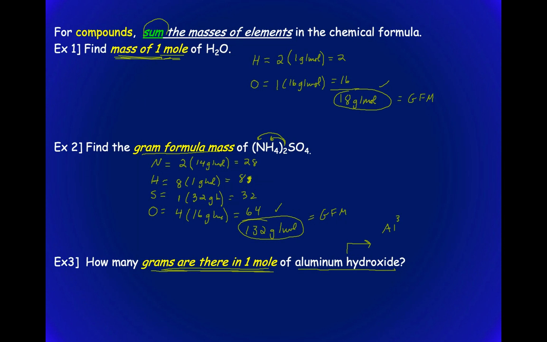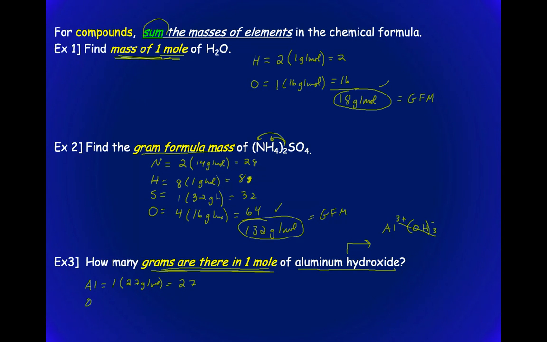Aluminum is plus 3, hydroxide is a polyatomic ion, so crisscross. Here's the crucial point: you have to use parentheses, otherwise you're going to get this wrong. Please make sure that you write correct formulas. No correct formulas, no correct GFM. So we have aluminum, there's one of them. In the table, aluminum is 27. We'll take 27 times grams per mole, and we get 27.